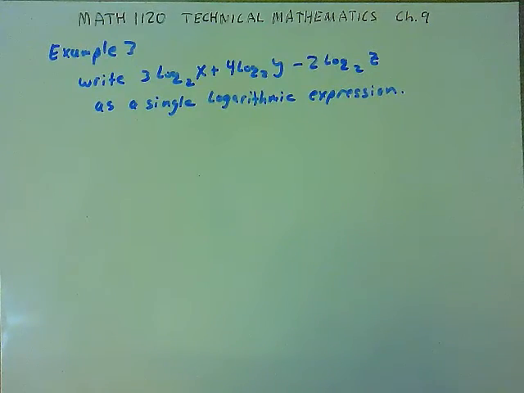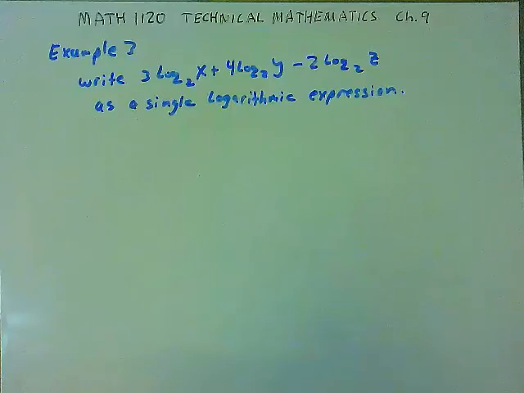This is example 3. It says write 3 log base 2 of x plus 4 log base 2 of y minus 2 log base 2 of z as a single logarithmic expression. And so here they want me to do the opposite of what we did in examples 1 and 2. This time we have an expression that is the sum or difference of multiples of single logarithms, and we want to combine that into just one logarithmic expression.